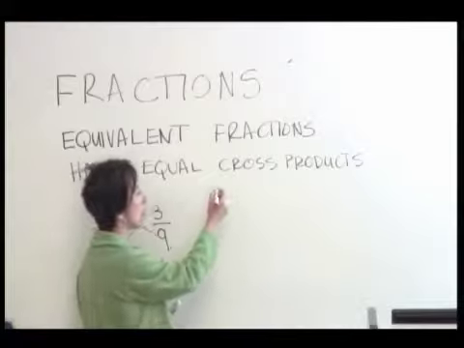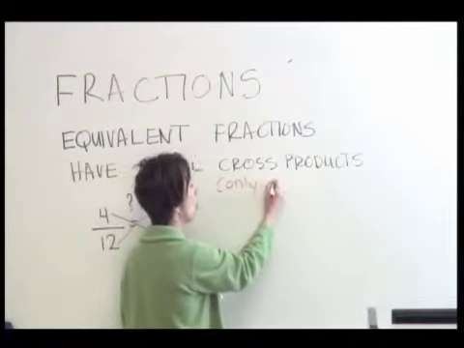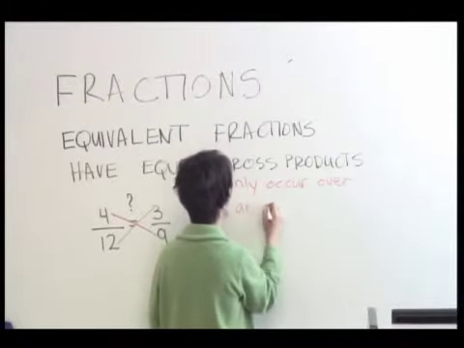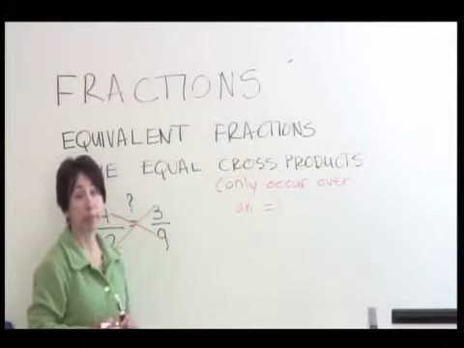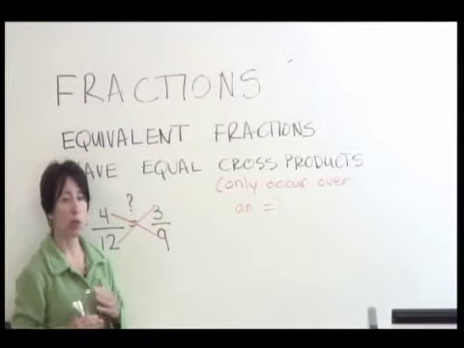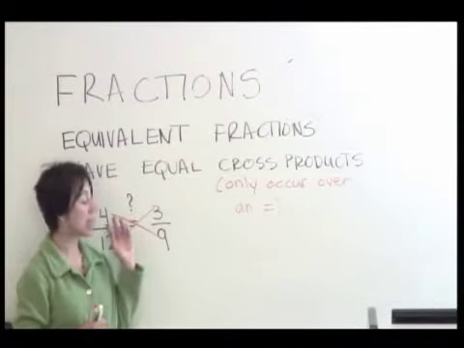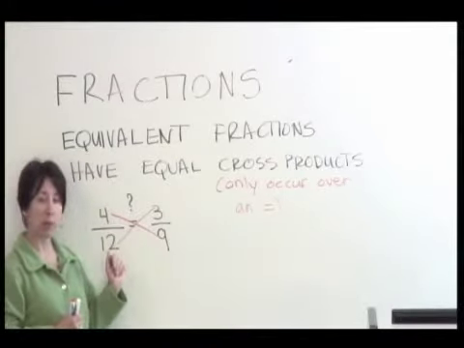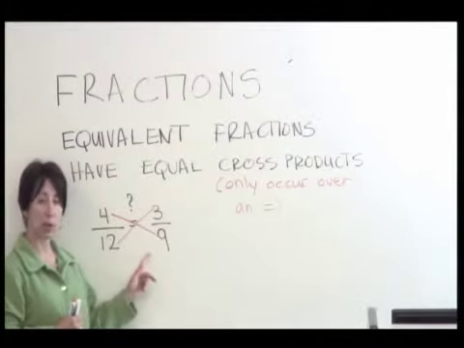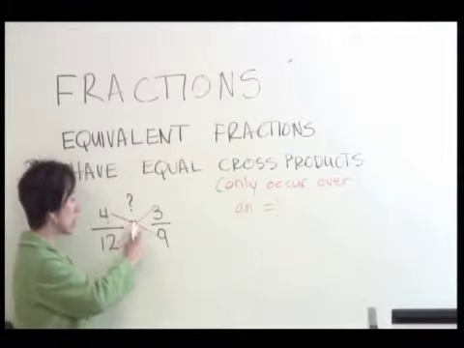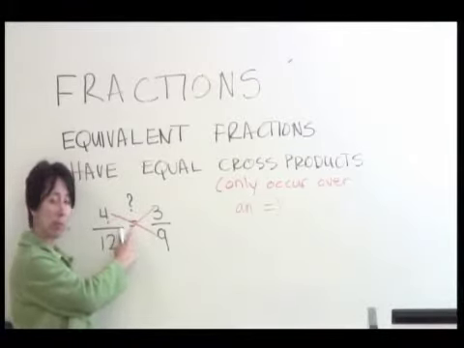Now, cross products can only occur over an equal sign. It's very, very important to remember this. We're going to look at multiplication of fractions, and many times people get this confused. This is not multiplying fractions. This is checking to see if two fractions are equal or equivalent. And the cross product must occur over an equal sign.